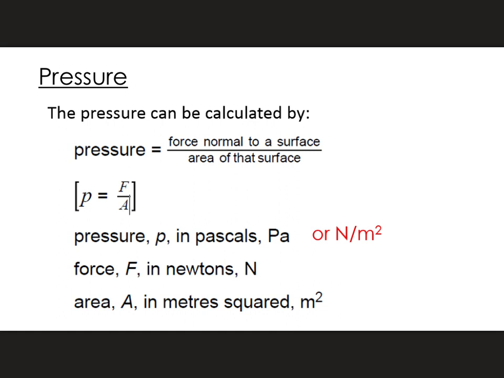the force normal to a surface, remember that normal means at a right angle or perpendicular, divided by the area of that surface. This equation can be simplified into the simple equation we can see below, where pressure P is equal to force capital F over surface area A.